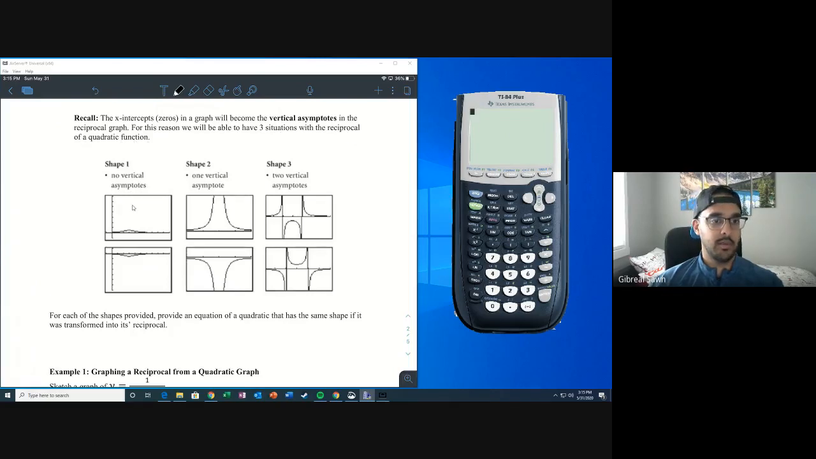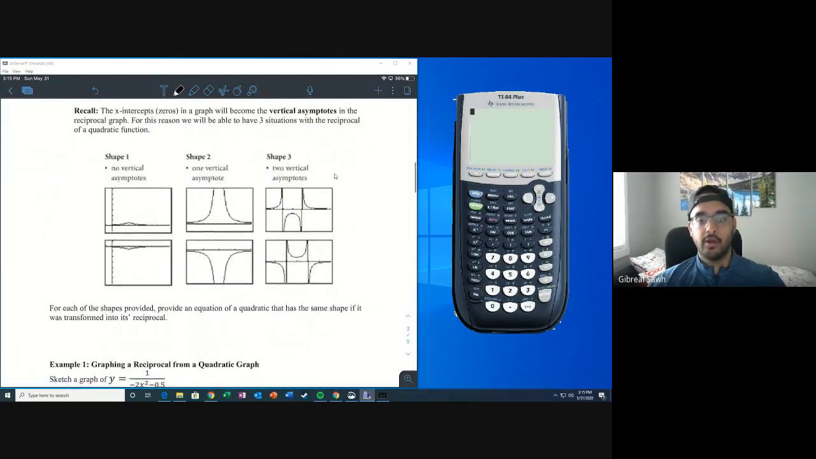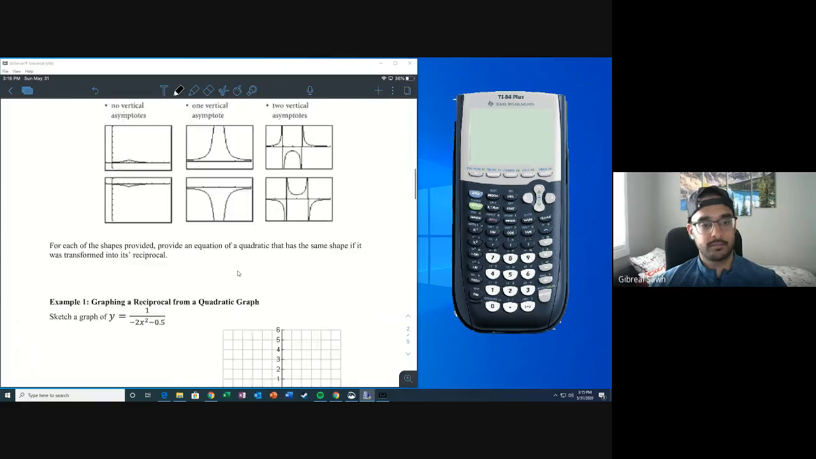So one shape, you might have no vertical asymptotes, which we'll see down below. We could have one vertical asymptote, like we saw in the previous one. So since I only had one factor here, technically 2, but that factor is the same, so I do have the same 0, you're going to see one vertical asymptote, and it will have this shape. Or I could have 2 distinct vertical asymptotes where I have 2 distinct factors or 2 distinct zeros. Okay, so we'll take a look at all of these cases.